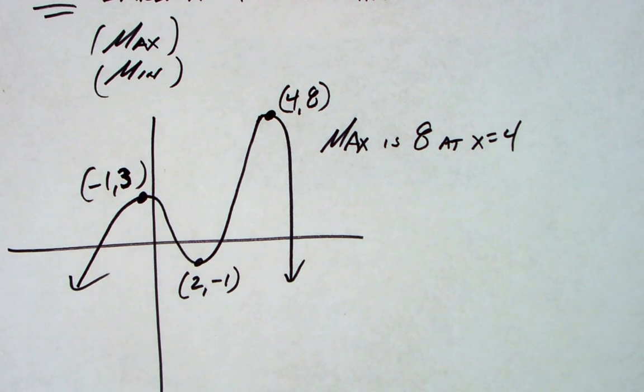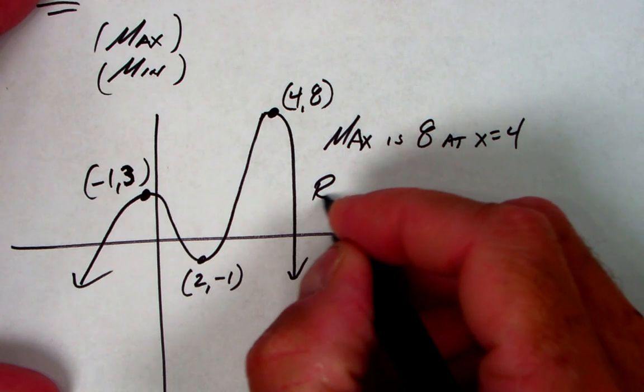Perfect. Okay? It's just, what's the highest? 8. Highest is 8. And it happens at 4. Is that the only max we have? Well, it's kind of. Well, but wait a minute. Isn't there kind of another one? Well, there's something we call a relative max.